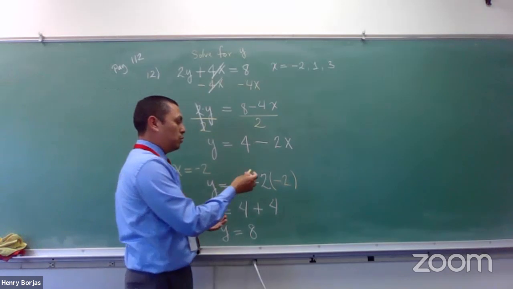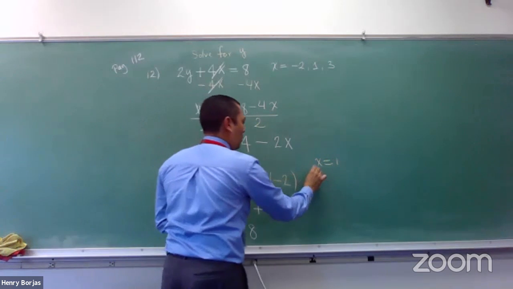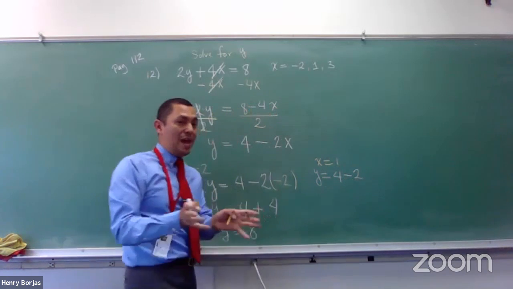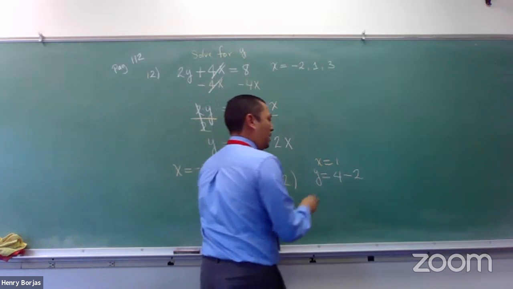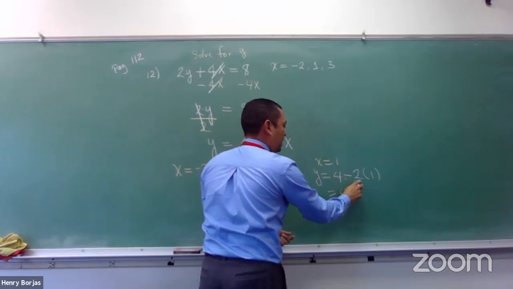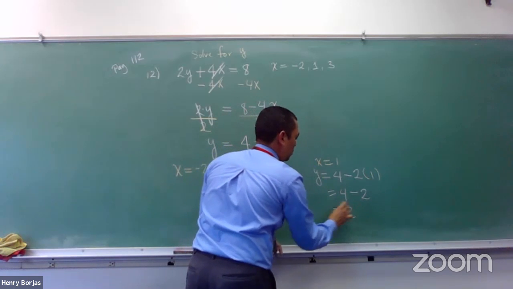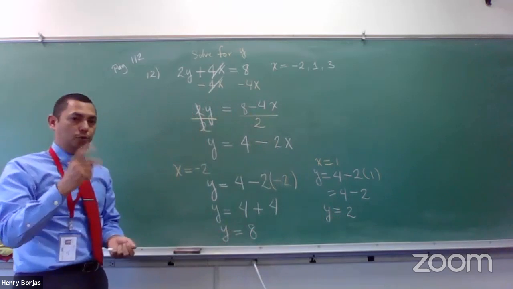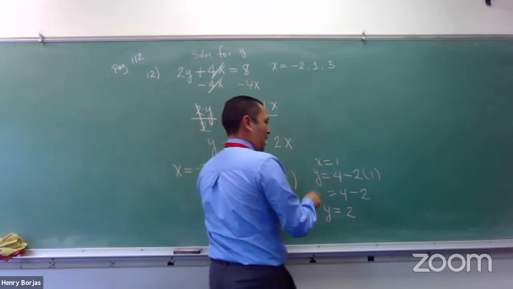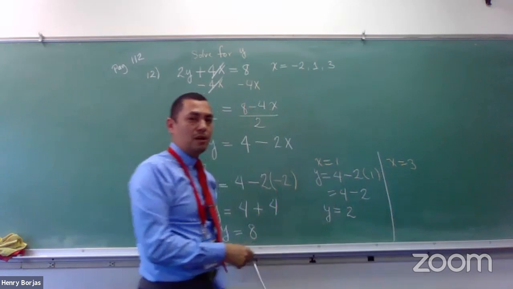Now I'm going to do x equals 1 here. In this case, I'm going to have y equals 4 minus 2x, but my x now is 1. So this is equal to 4 minus 2 times 1, which is -2, and 4 minus 2 is 2. So y is equal to 2. And we're going to do the last one. I have 3, so x equals 3. I'm going to draw a line here so it doesn't get confused with this one.